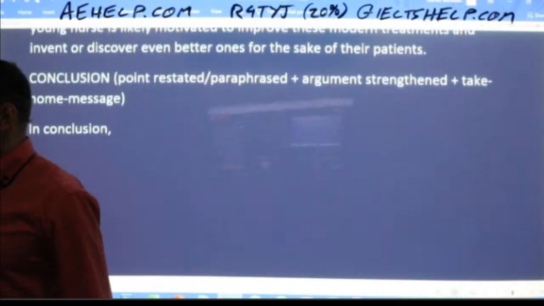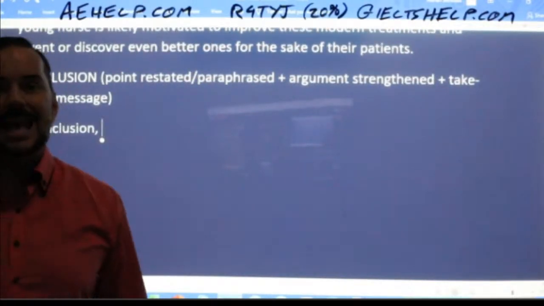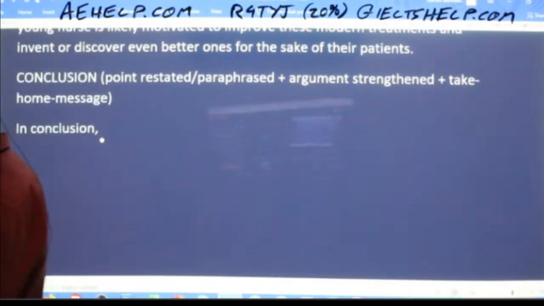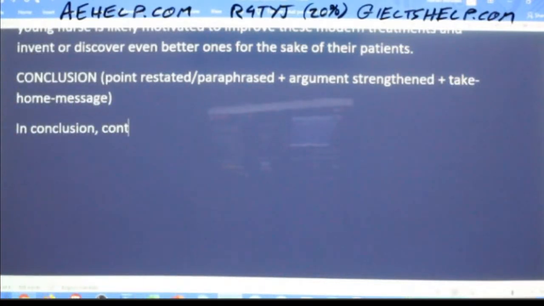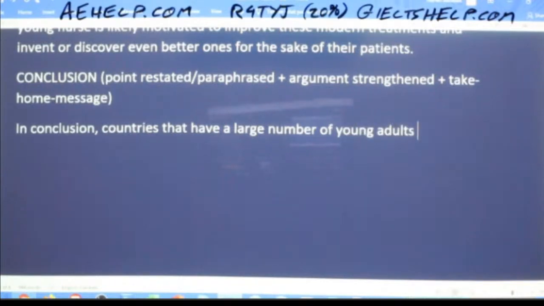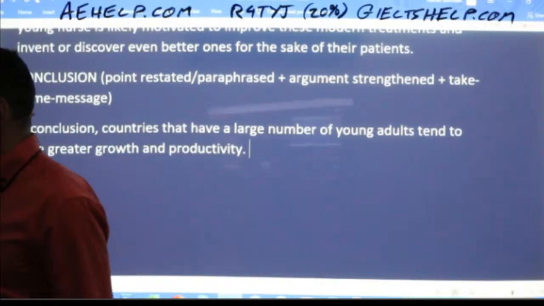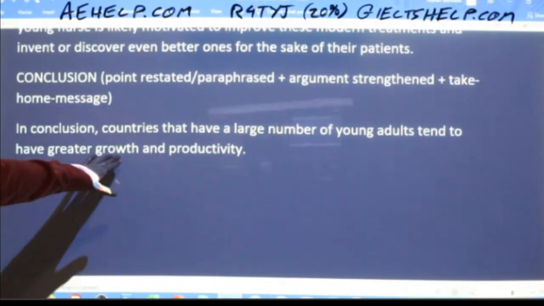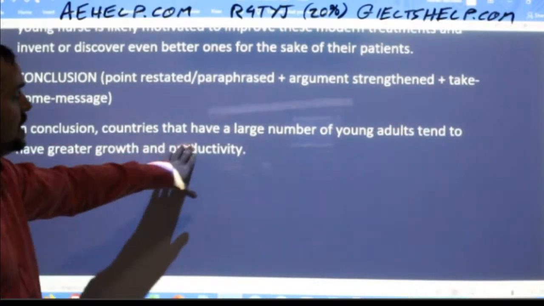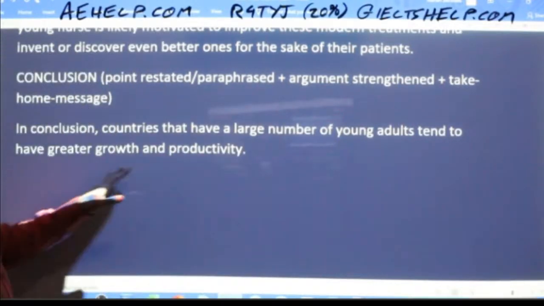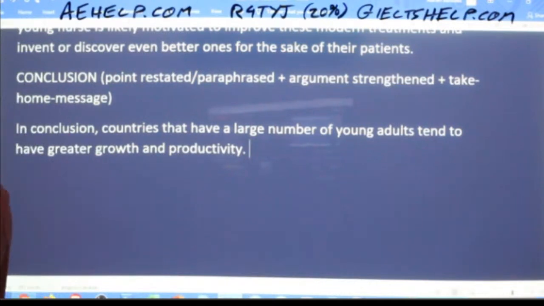So we want to restate our points. Our points are productivity and development, right? So in conclusion, okay. So I'm using similar words, just different word forms or a slight paraphrase. So in conclusion, countries that have a large number of young adults tend to have greater growth and productivity. Then the argument strengthened, okay?